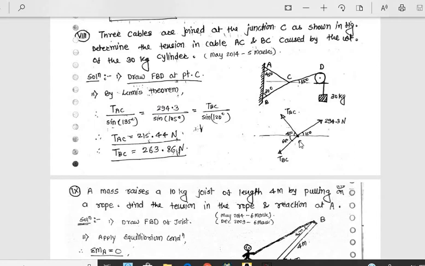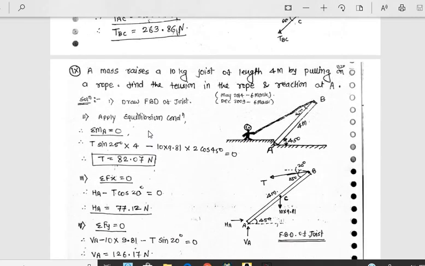TAC divided by its opposite angle is 135. It becomes 135 because if you draw a perpendicular here, this is 60, it becomes 30, and this is 90, so 120, and this is 15, giving 135. Next, 294.3 divided by sine of (6 plus 60 plus 45) which is 105, and TBC is sine 120. TAC is equal to 215.44 and TBC is equal to 63.86 Newton. Okay, this is the answer.